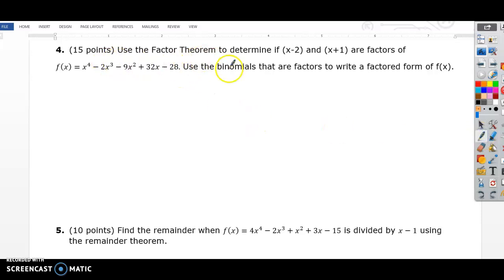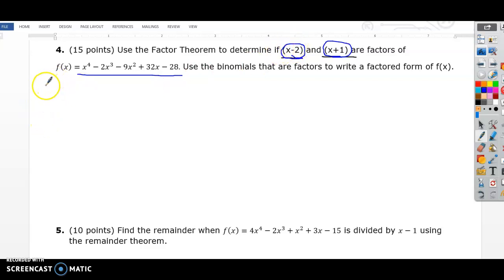Use the factor theorem to determine if x minus 2 and x plus 1 are factors of this equation. Okay? So, since they already tell us what two potential factors are, I don't need to do P over Q. I'm just going to use these numbers with synthetic division.